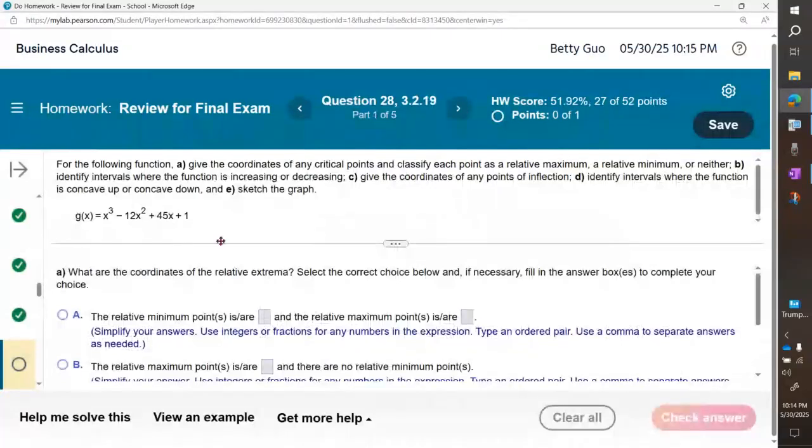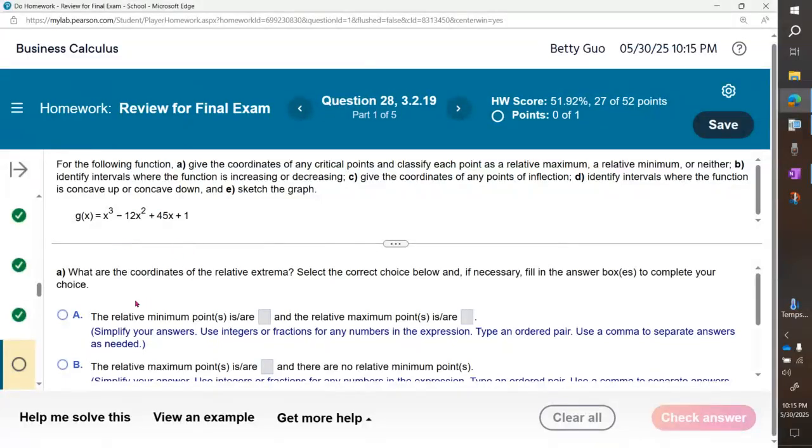Question number 28. For the following function, part A, give the coordinates of any critical points and classify each point as a relative maximum, a relative minimum, or neither. B, identify intervals where the function is increasing or decreasing. C, give the coordinates of any points of inflection. D, identify intervals where the function is concave up or concave down. E, sketch the graph. This is a lot, okay? First derivative, second derivative, and the graphing.